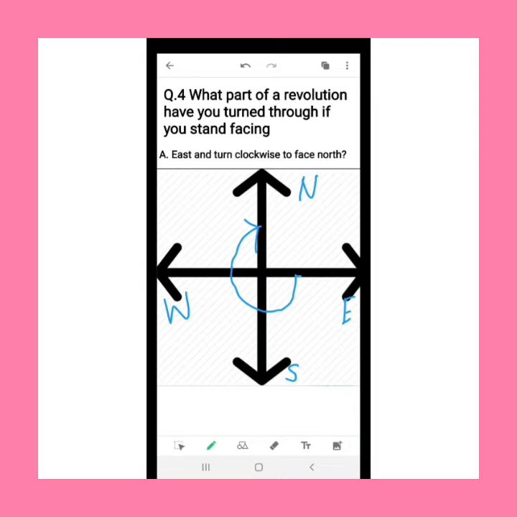So as you can see, this complete part is your one revolution. From that, most of the part we have covered, only this much part is remaining, that is 1/4 part. So we have turned up to 3/4 part. So in the answer you will write 3/4 part.